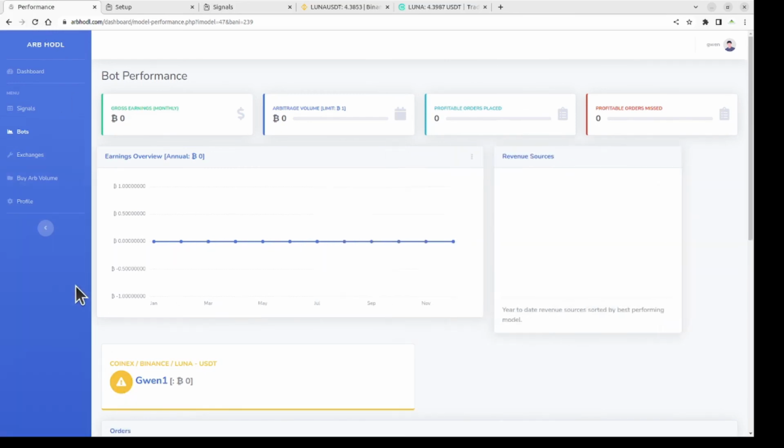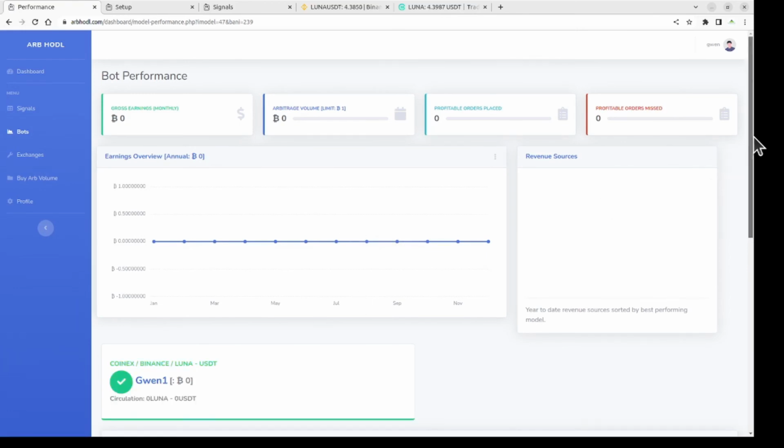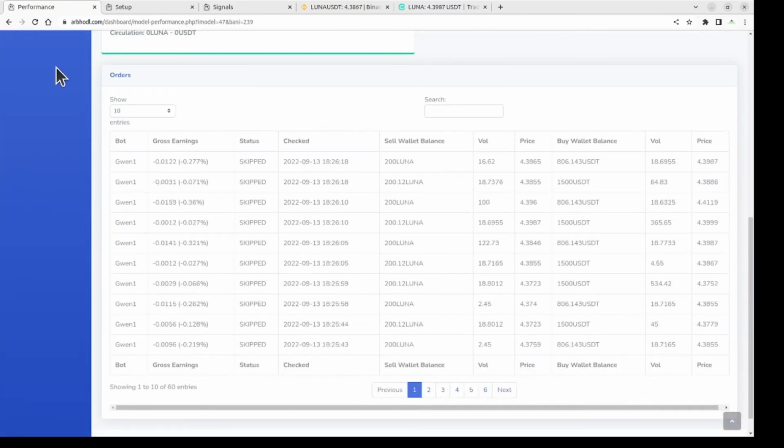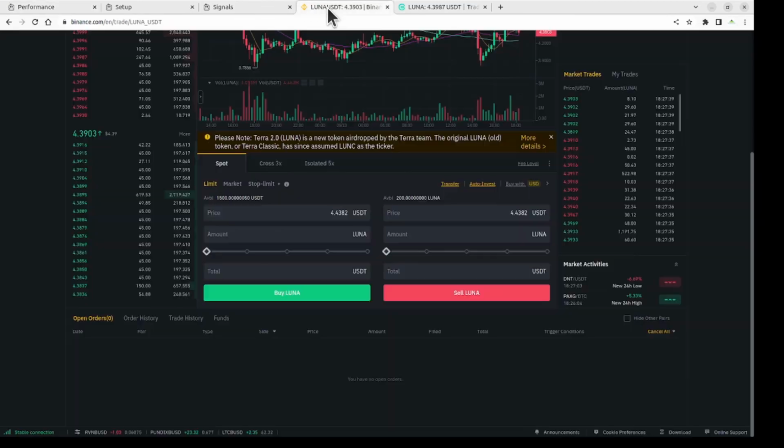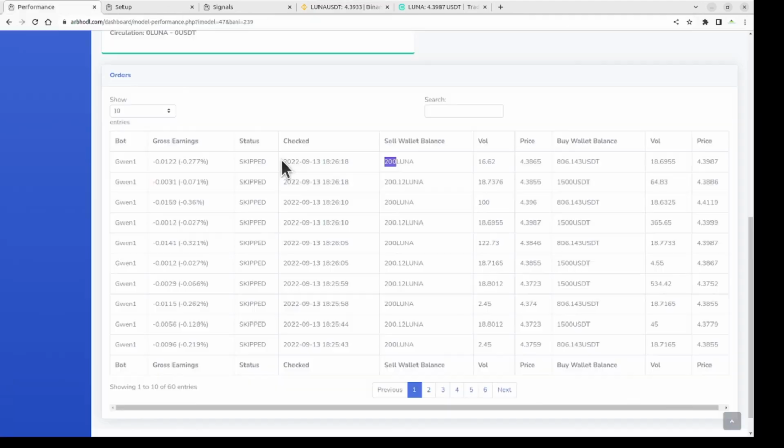Then we have the sell wallet balance and this volume and price. They are from the same exchange. We can see this exchange in this case is Binance. During this check, it was trying to sell Luna at Binance. But when it last checked, the price difference was negative, so it skipped. So these three values are related to Binance.